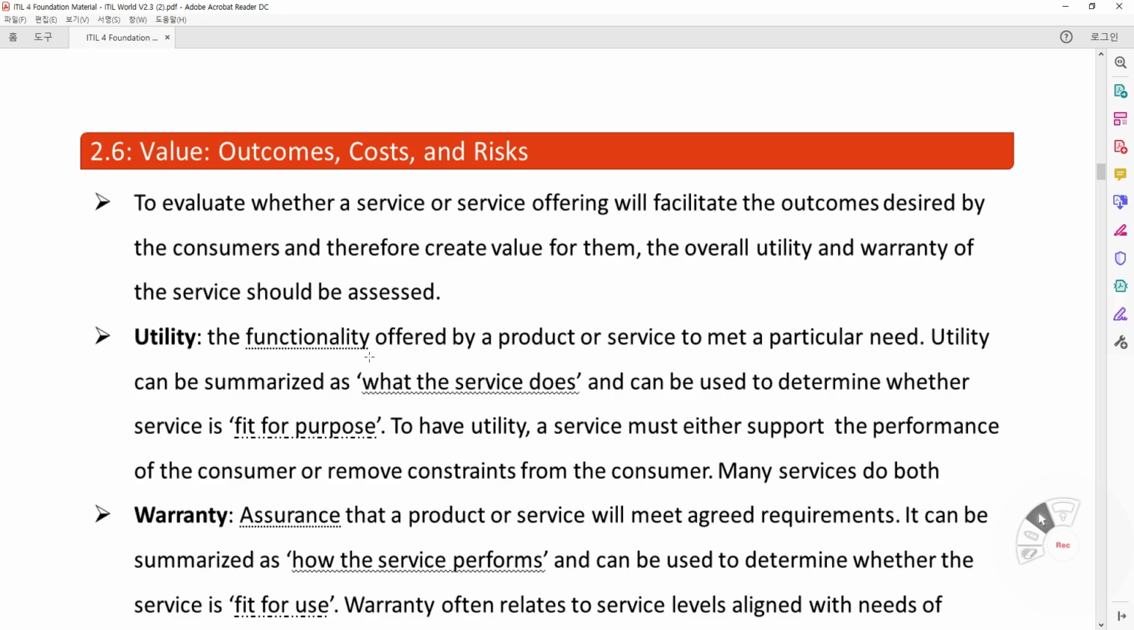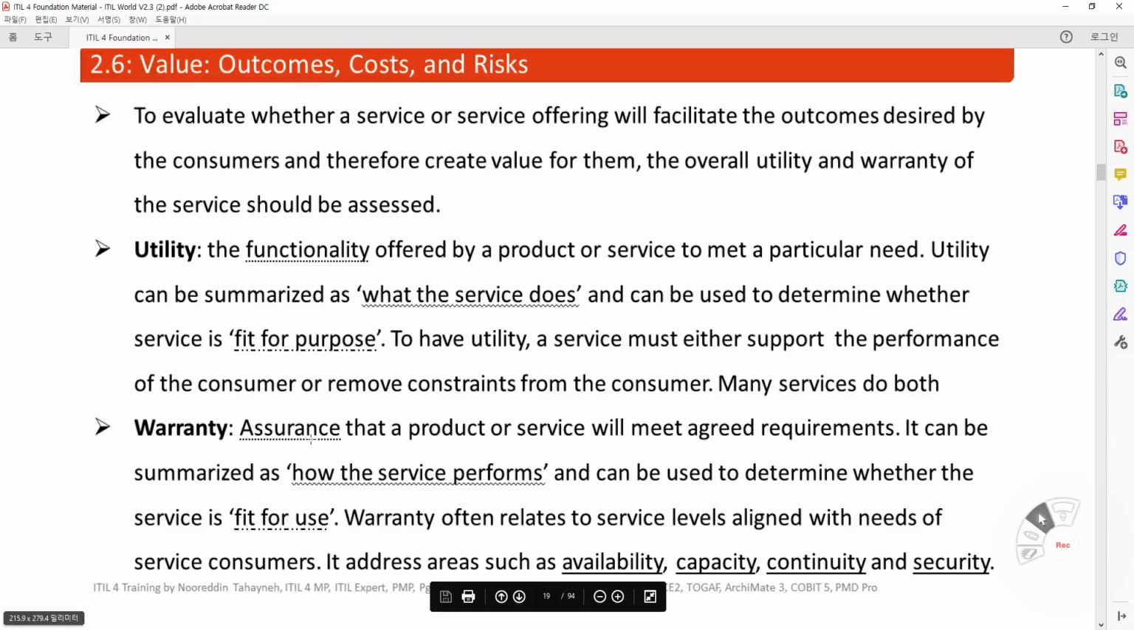Utility, the functionality offered by the product or service to meet a particular need. Utility can be summarized as what the service does and can be used to determine whether the service is fit for purpose. To have utility, a service must either support the performance of the consumer or remove constraints from the consumer. Many services do both.